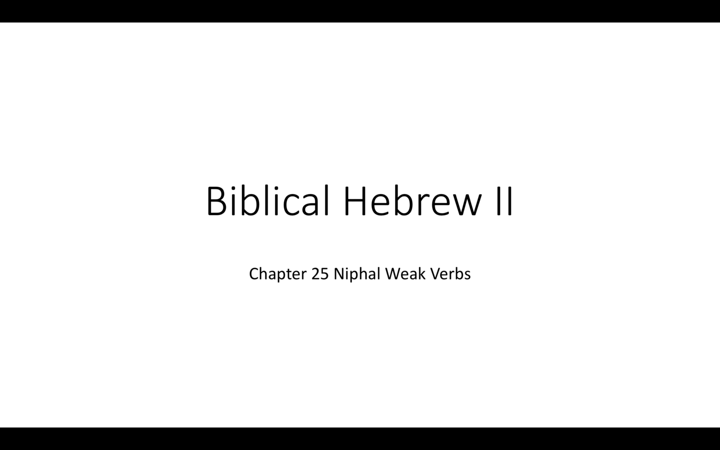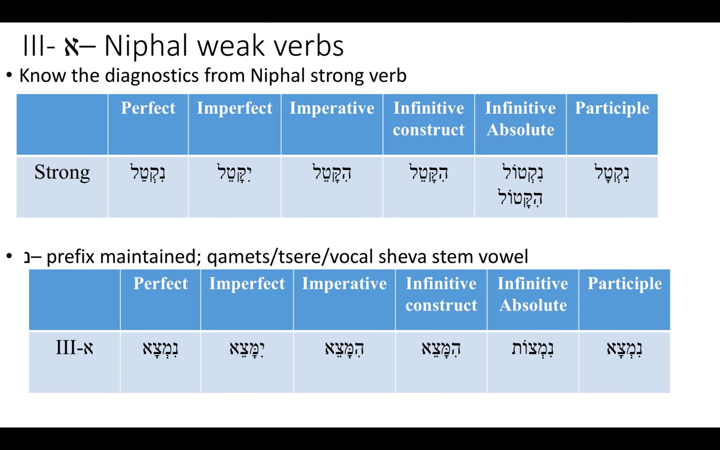Biblical Hebrew 2, chapter 25, Niphal, weak verbs. Our approach to the weak verbs here, as it was with the Qal, is to focus on the strong verb forms. So know the Niphal strong forms well for the perfect, imperfect, imperatives, infinitives, and participles. Based on that, we'll always look at the strong form and compare it to the weak form. With knowledge of the diagnostic features, you'll be able to identify the weak forms without too much trouble in most of the cases.